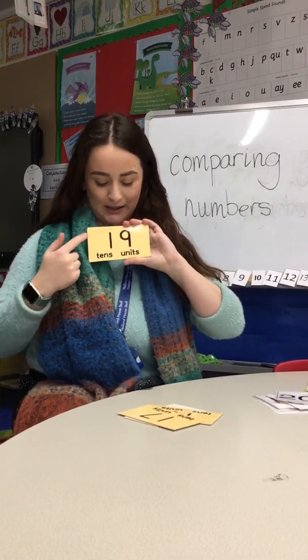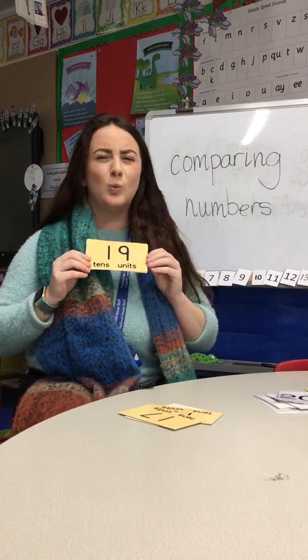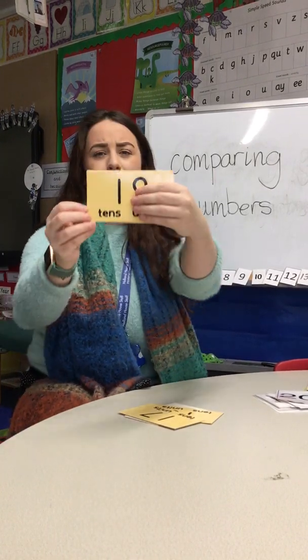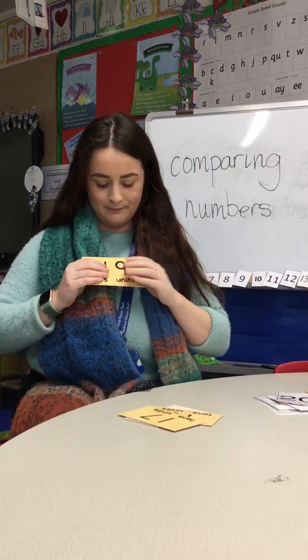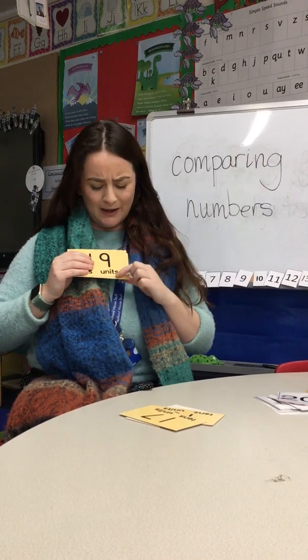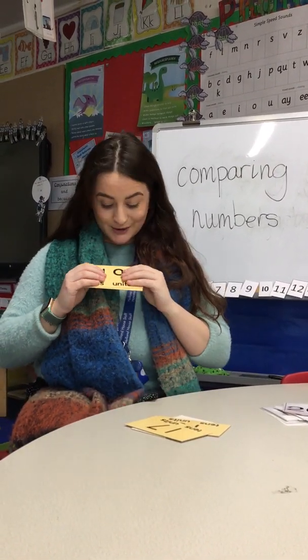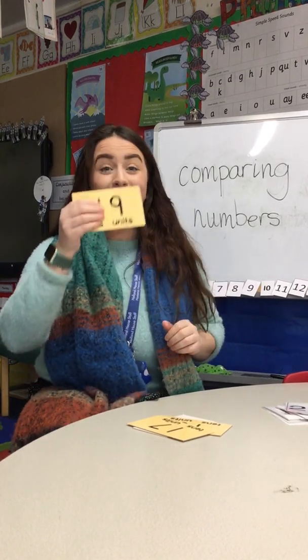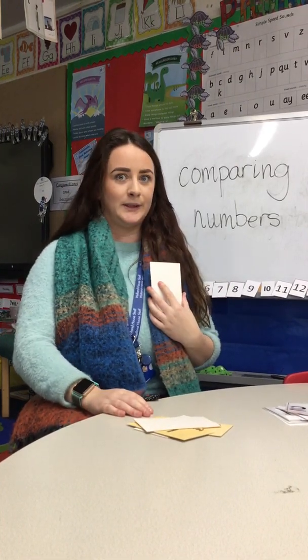Well done. This one is 19. A 1 and a 9. Let's double check and see how many 10s and 1s it has in it. Yeah, absolutely. That is 1 10 and 9 units. Can you remember another way of saying units? You're right, ones. 1 10 and 9 units or 9 ones. Well done.